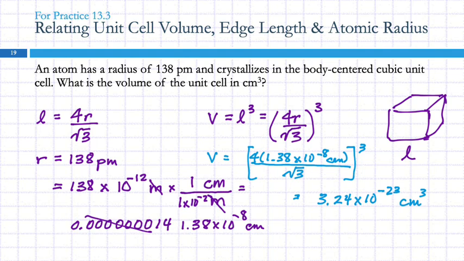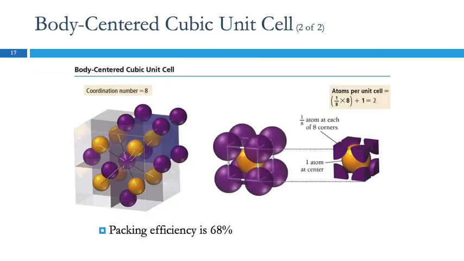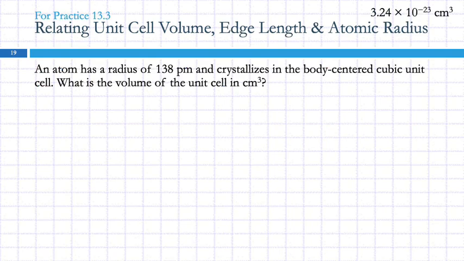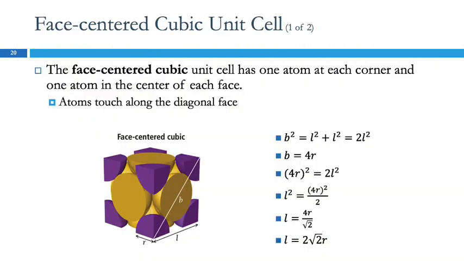That's what I got. Is that a reasonable number? It should be really, really small, right? Because this cubic unit cell has the equivalent of 2 atoms of whatever element this is, right? 2 atoms. It should be way too small to see. So 10 to the minus 23rd cubic centimeters. Let's see if I did that right. Oh, I didn't. Oh, cool, I did.